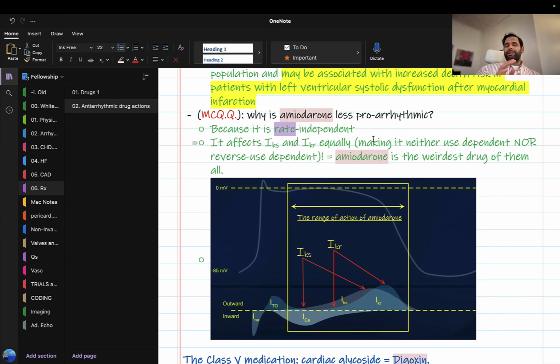We said class 1A medications are weird drugs because they prolong both QT and QRS. Well, amiodarone is the weirdest of all because while it's a class 3 medication, it's also a class 1A medication. The 1A medications we said are the weirdest of all. So amiodarone is the weirdest drug of all because it's also class 1A and class 1-3, and it has the specific terminology rate dependent, because it is neither use nor reverse use dependent.